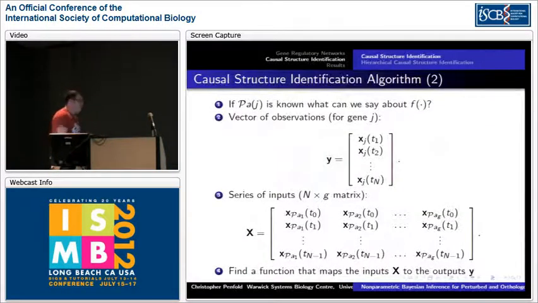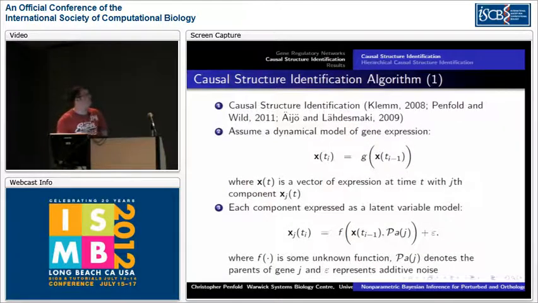So the methods we use to try and identify these networks are based around a causal structure identification algorithm, which was originally suggested by Sandy Clem, who's now at MIT. And there are some other related methods here.